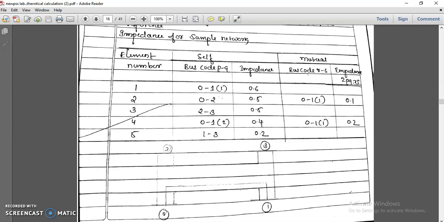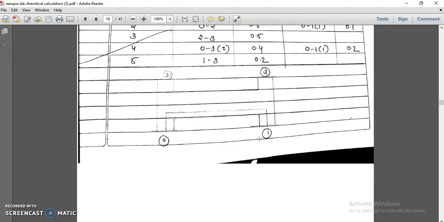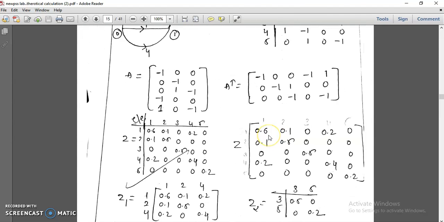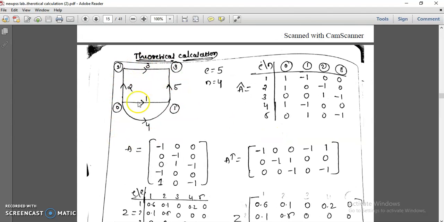But Y is needed, which is admittance, but the given values are impedance. Then how to do this? See, just have a look. This is the diagram as per what they have given: 0 to 1, 1 to 2 and all. The first element is between 0 to 1, again 0 to 2. All values they have given as per the problem. We have drawn this diagram.